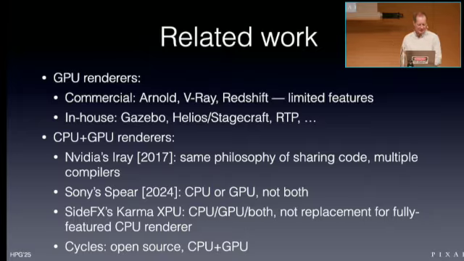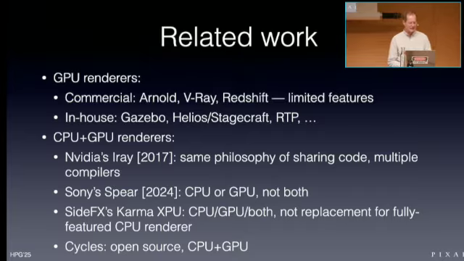Then another category is CPU and GPU renderers, like ours. One was NVIDIA's iRay, and that one actually shares the same philosophy as we have, which is that you write the code once, and then you have multiple compilers that target different hardware. Last year, Sony published a very nice paper about their renderer called Spear. So it can render on CPU or the GPU, but not on both at the same time.